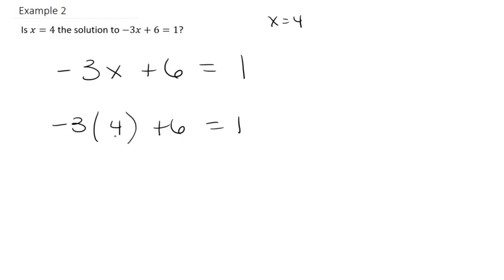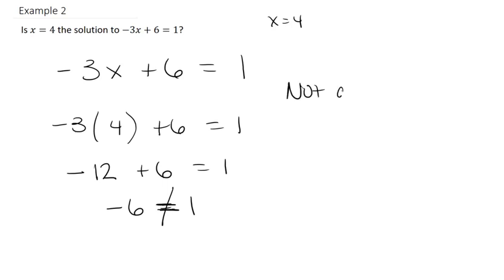So here we have negative 3 times 4. That's negative 12 plus 6 equals 1. So negative 12 plus 6. We can look at this as 12 minus 6 and keep the sign of the negative, which is just equal to negative 6 is equal to 1. And we would say these are not two equal expressions because negative 6 is not equal to 1. So this is not a solution.